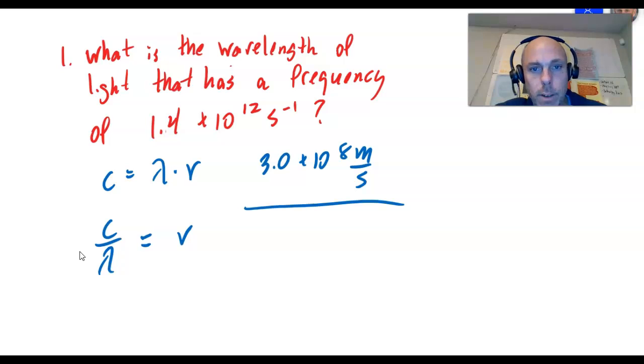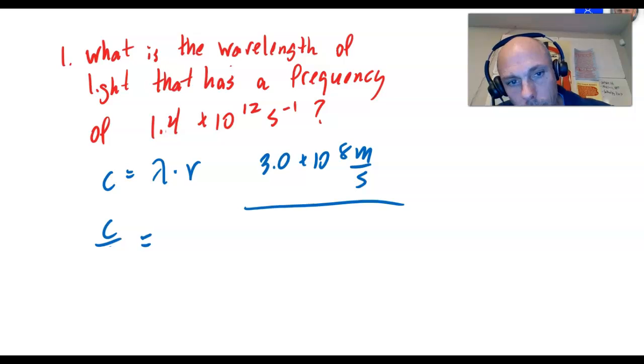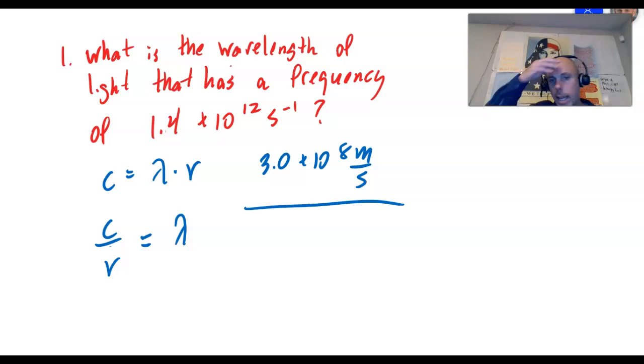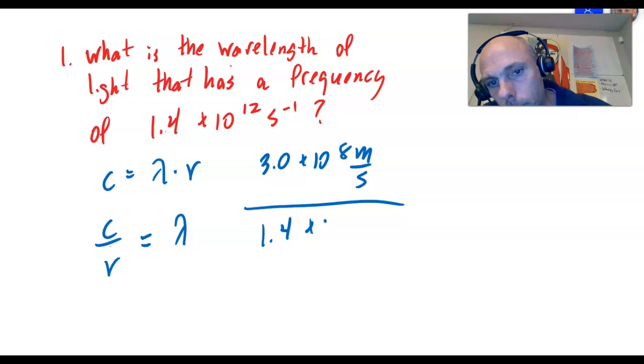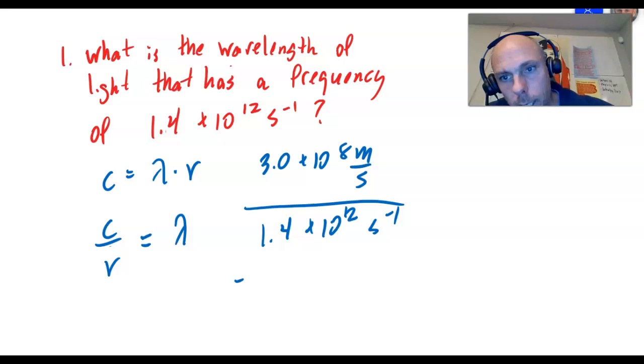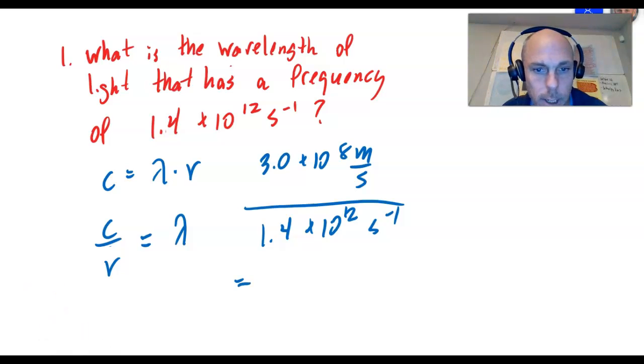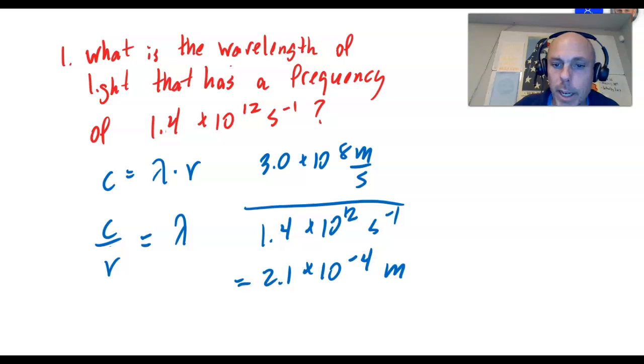In this case, the frequency is 1.4, and I don't know if you noticed that we're solving for wavelength, not frequency, so it should be wavelength is the speed of light over the frequency. So the speed of light is still 3 times 10 to the 8 meters per second. The frequency is 1.4 times 10 to the 12 seconds to the minus 1. When I go to my calculator, I get 2.1 times 10 to the minus 4 meters. The seconds cancel, leaving me with the unit for wavelength I would expect, meters.